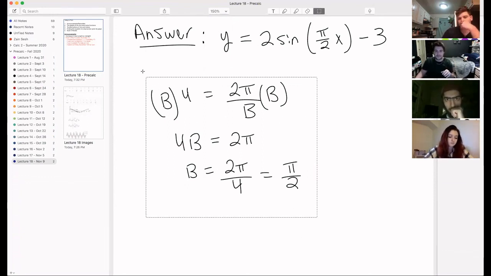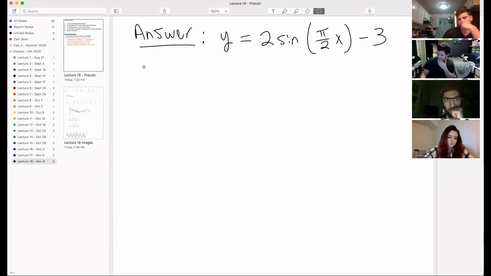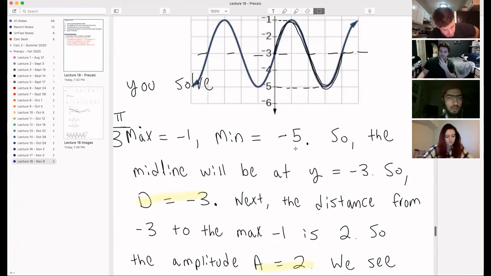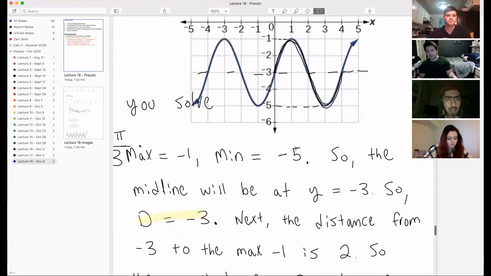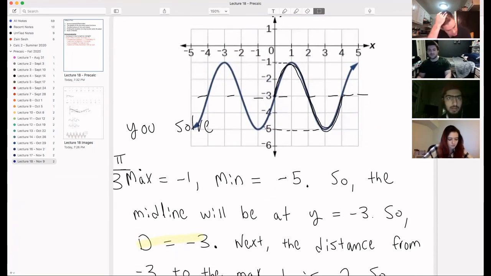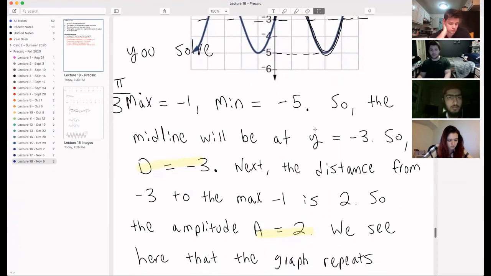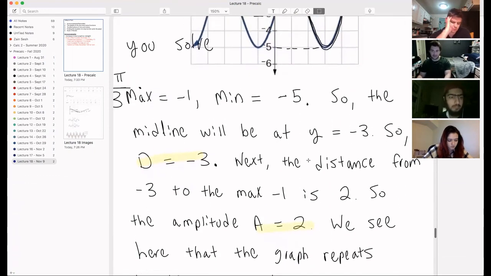Awesome. Okay, I do have one more. Could you show where you got the -3 from one more time? Yes, that is halfway between the minimum and the maximum. Oh, okay, so the vertical shift is just the midline, basically. Yes, exactly. It's whatever your midline is. That's the connection.